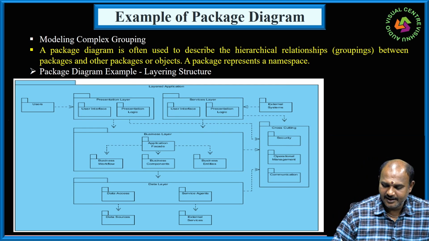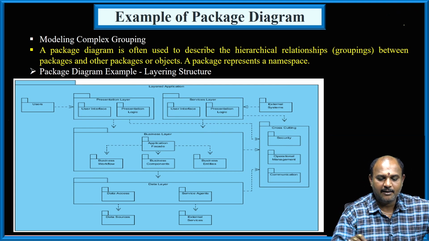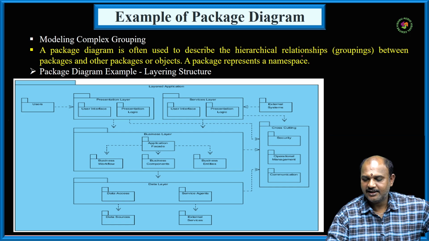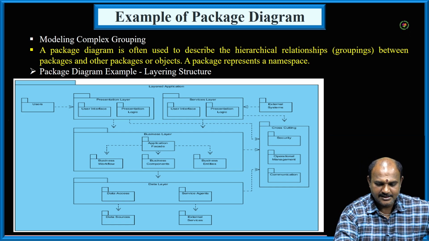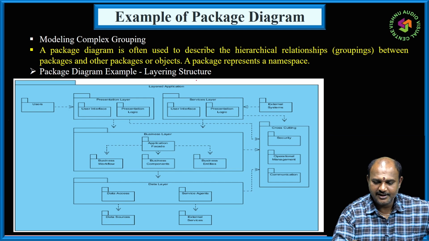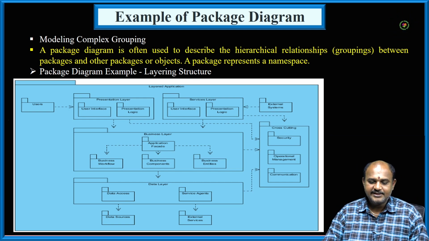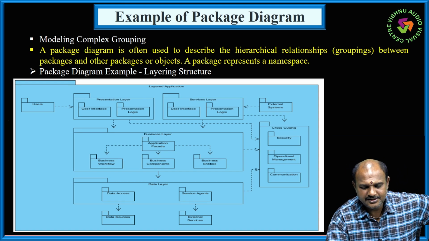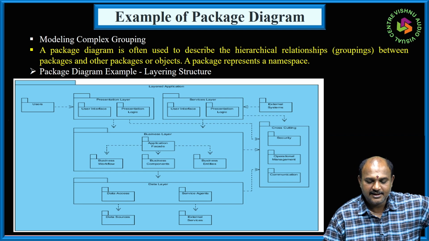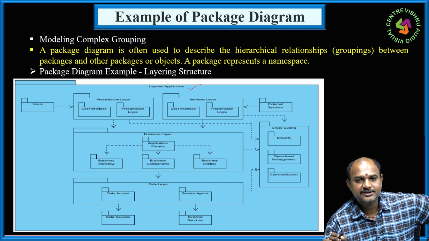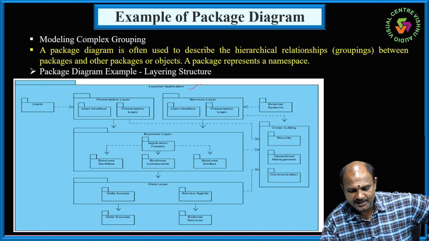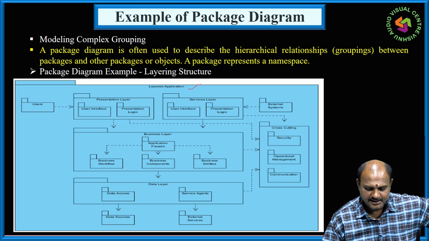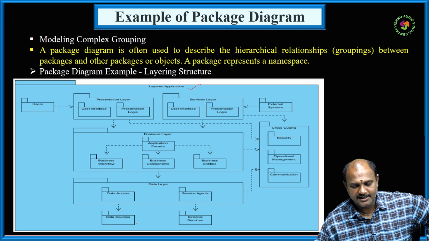Now one more diagram for the packages. Here, modeling a complex grouping. The package diagram depicts a hierarchical relationship grouping between the packages and other package, object, package representation. So here is a layering structure. Layering structure is one of the examples of packages. This is entirely called a layered application, in which we have 1, 2, 3, 4, 5, 6, 7, 8, 9 packages.